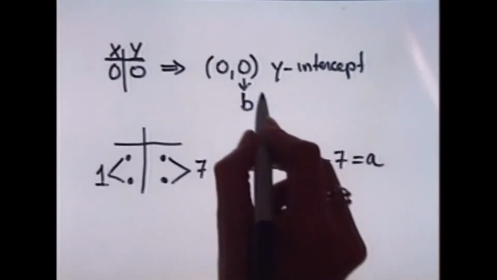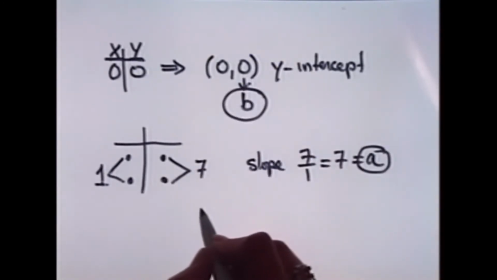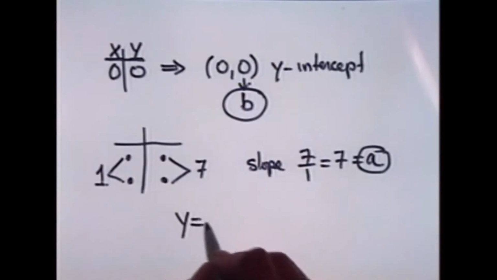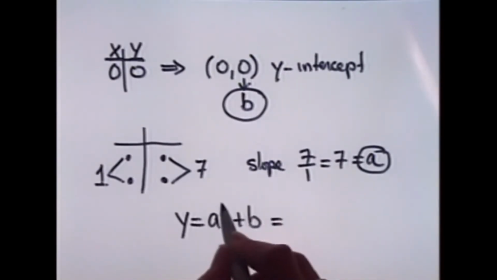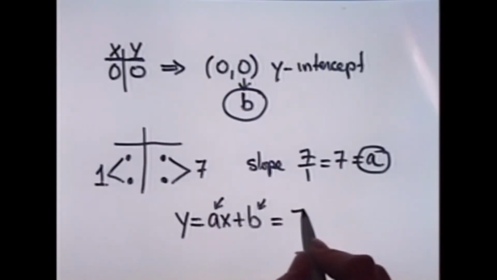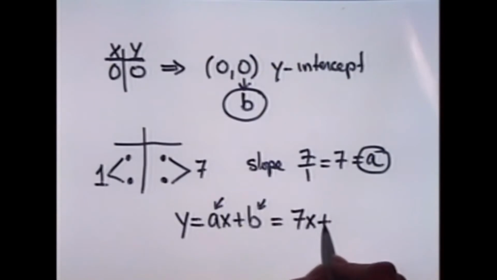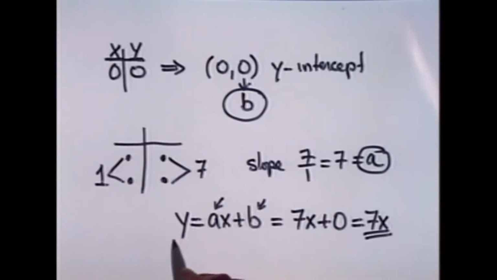So we've got the b, we've got the a. We can now write the equation. y equals ax plus b, where a is 7, b is 0. That gives us 7x plus 0, but we write 7x. There is my equation. y equals 7x.